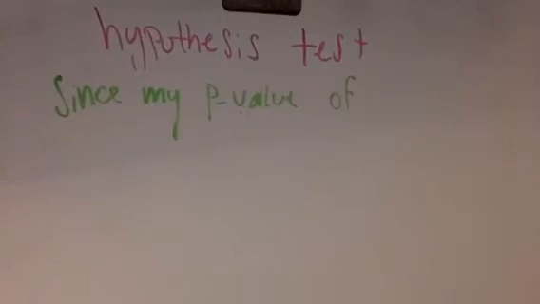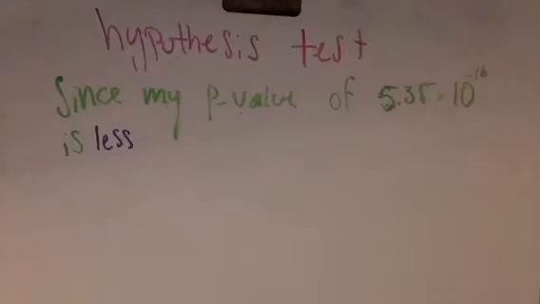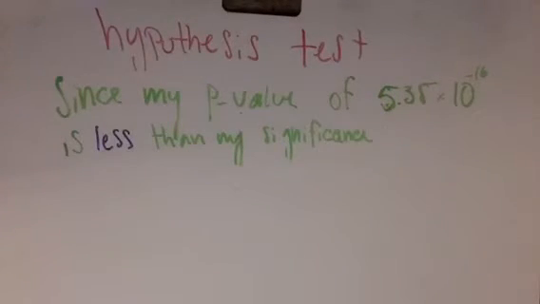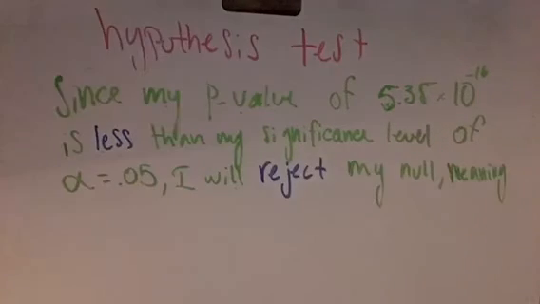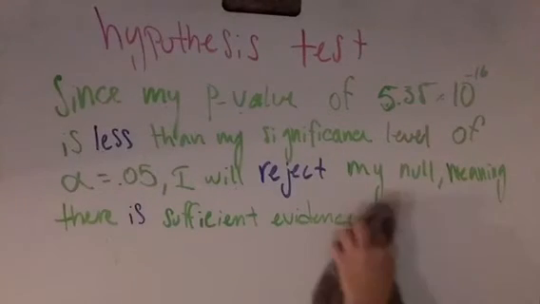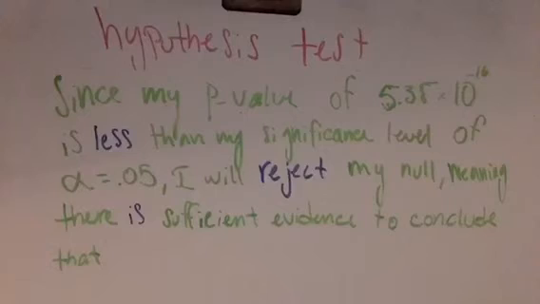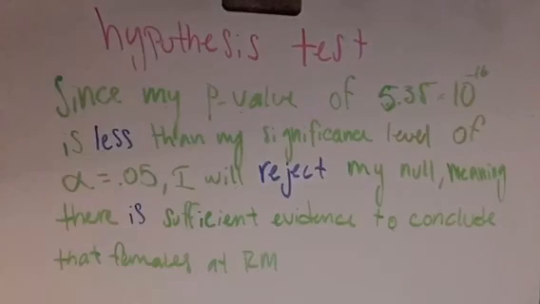We can now conclude with the sentence, since my p-value of 5.32 times 10 to the negative 16th power is less than my significance level of alpha equals 0.05, I will reject my null, meaning there is sufficient evidence to conclude that female students at RMHS have had more than one boyfriend in middle school.